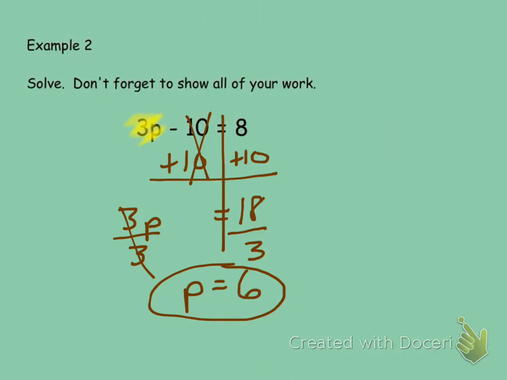Okay, so I think that's my answer, but let's just check to make sure. Let's plug it back into our original problem: 3 times 6 minus 10 is equal to 8. Okay, order of operations, 3 times 6, well that's going to give me 18. 18 minus 10 is going to give me 8. So 8 equals 8.